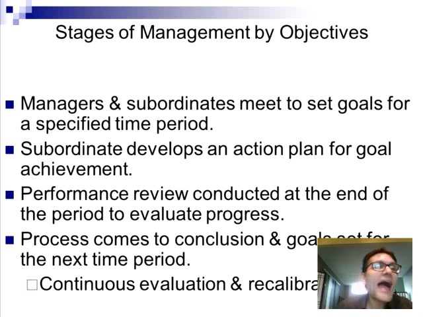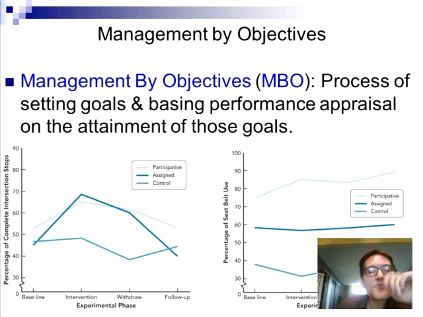Okay? And then after that 1 month, a performance review is conducted, and the process comes to a conclusion. Except that doesn't come to a conclusion. Goals are set for the next time period. So it's a cyclical thing where performance is. And so let's try this management by objectives as two examples here.